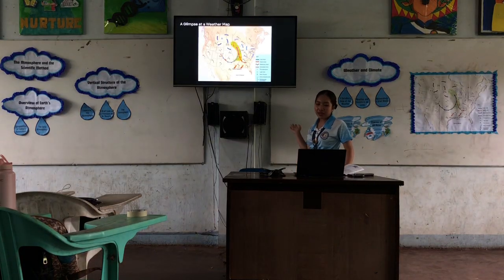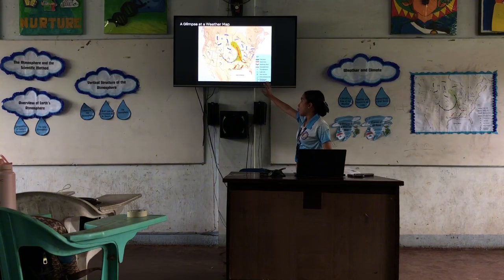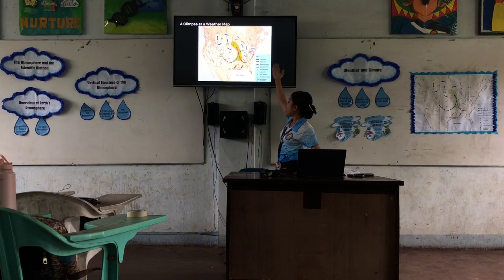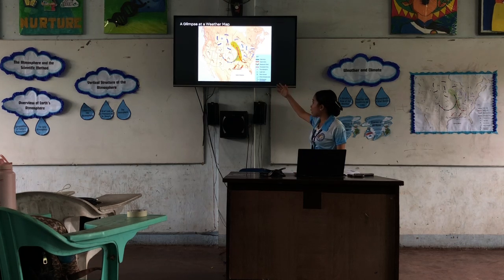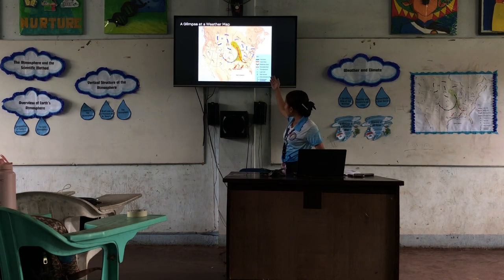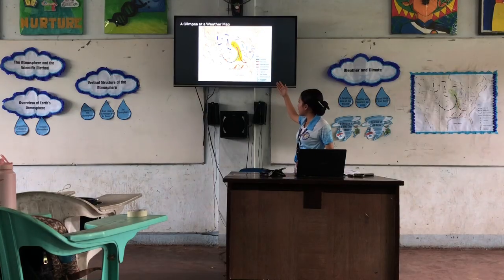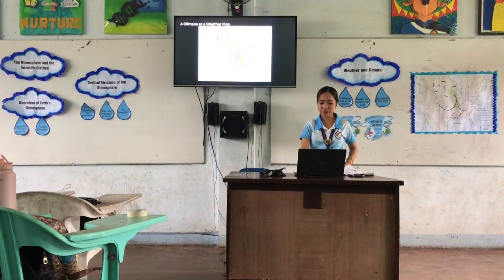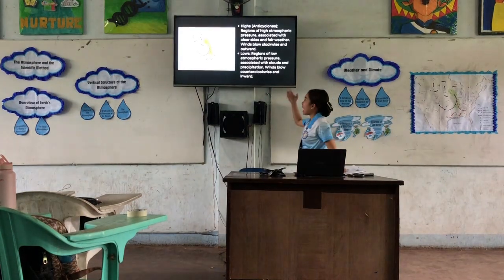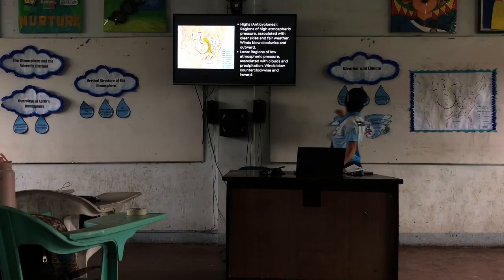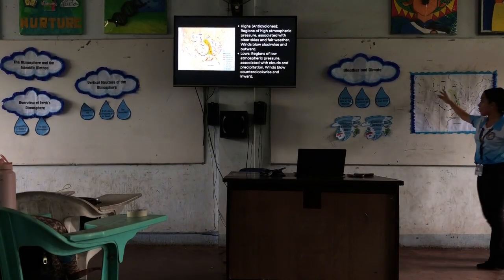Then we have here a weather map. We will further explain what is happening here in our weather map. We have the cold front, the warm front, the stationary front, the occluded front, thunderstorm, light rain, rain shower, wind direction, and wind speed. We have the highs.